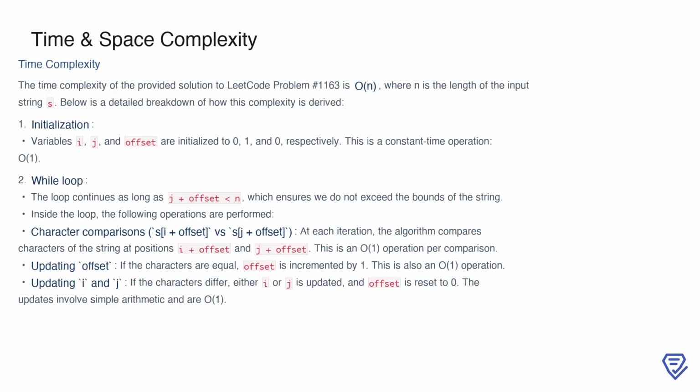If the characters are equal, the offset variable is incremented, which is also O(1). When characters differ, the values of I or j are updated and offset is reset to 0, and these updates also involve constant time operations. The combination of these steps ensures that each iteration of the loop involves only O(1) operations, which is a critical factor in determining the overall time complexity.